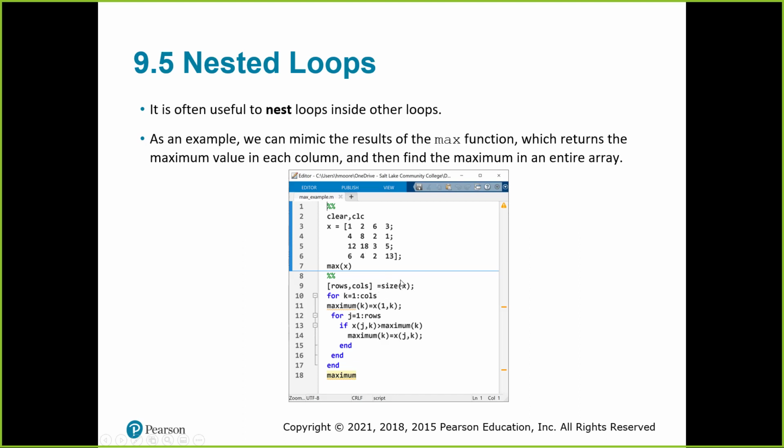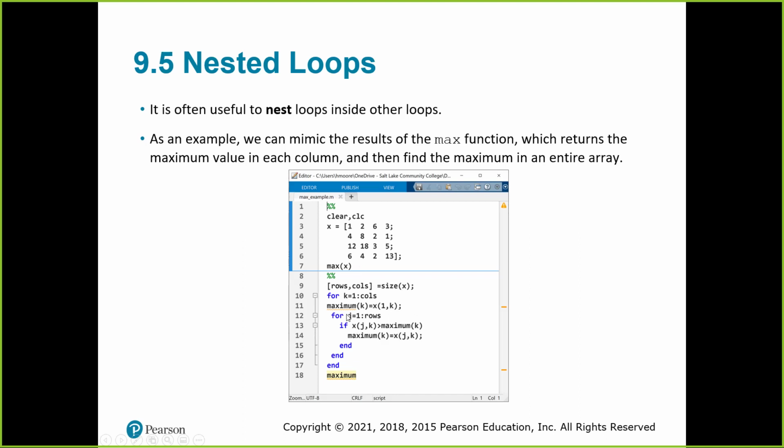So we get the size of the matrix so that we know our rows and columns. So we hit this first for loop, for k equals 1 to columns. This means we're going to look at each column, one column at a time. So the first time through, k equals 1, so it's going to come in here and say the first value of maximum is going to be x, row 1, column 1. So that's going to be the first maximum value set.